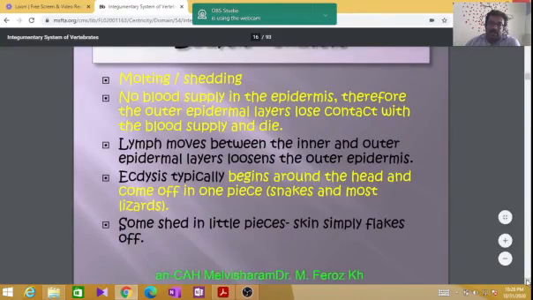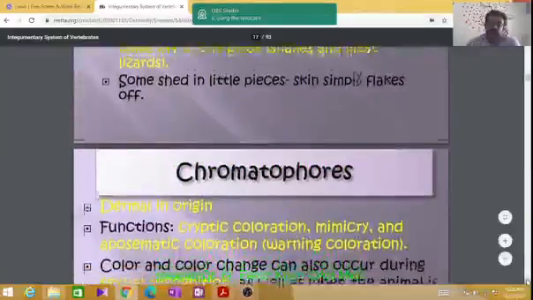Ecdysis typically begins around the head and comes off in one piece, for example in snakes and lizards. Some shed in little pieces, whereas in others the skin simply flakes off.